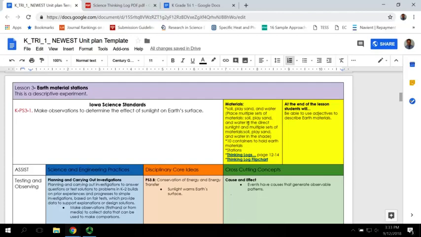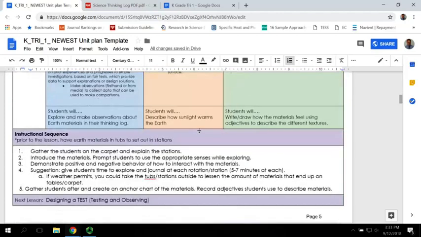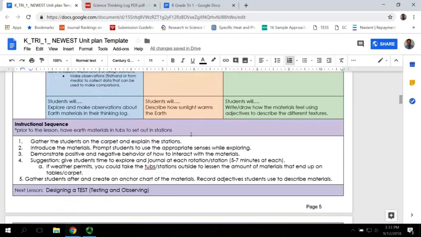So I would maybe have multiple groups doing this, so you might need a number of cups or bowls to put in the sun and the shade. So yeah, this is just an additional one that you might include that could also be a part of Lesson 2.